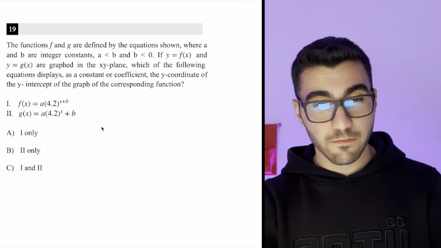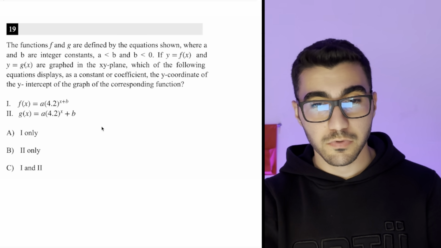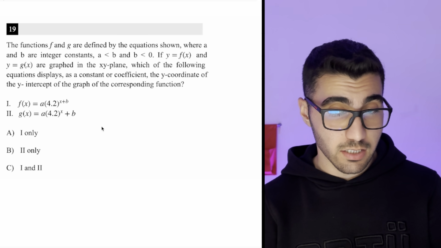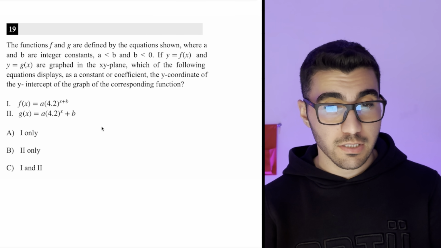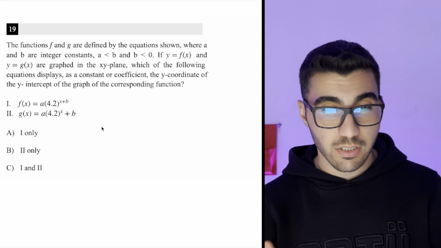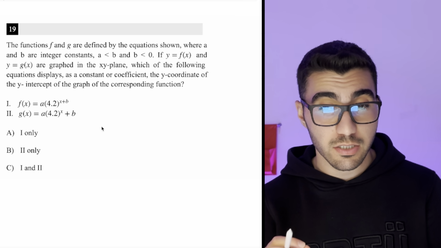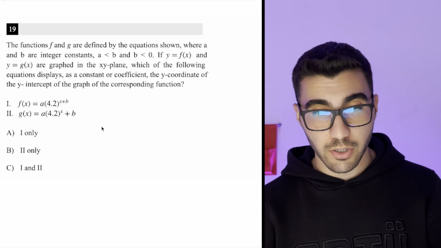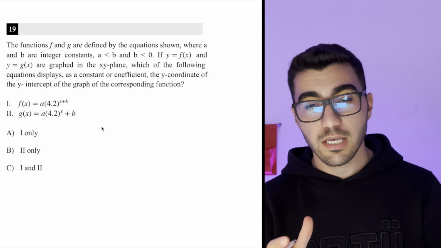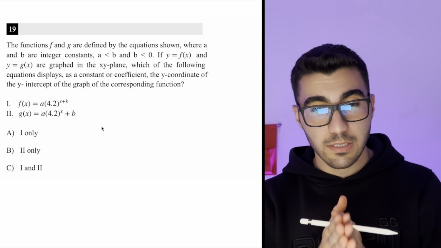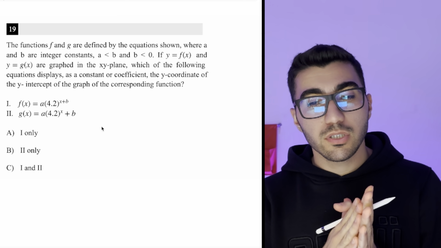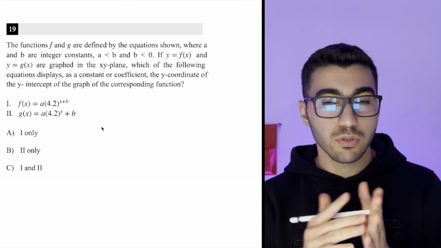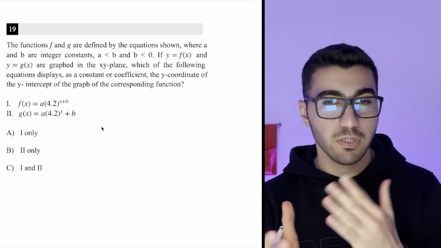It's a common question. The functions f and g are defined by the equation shown where a and b are integer constants. A is less than b and b is less than 0. If y equals f of x and g of x are graphed in the xy plane, which of the following equations displays as a constant or coefficient the y-intercept of the graph of the corresponding function? All right, so in other words, the question says if I graph these functions in Desmos, in which one of these are we going to see the y-intercept as a constant or coefficient? To know that, we just need to put them into Desmos and see what the y-intercepts are, right?